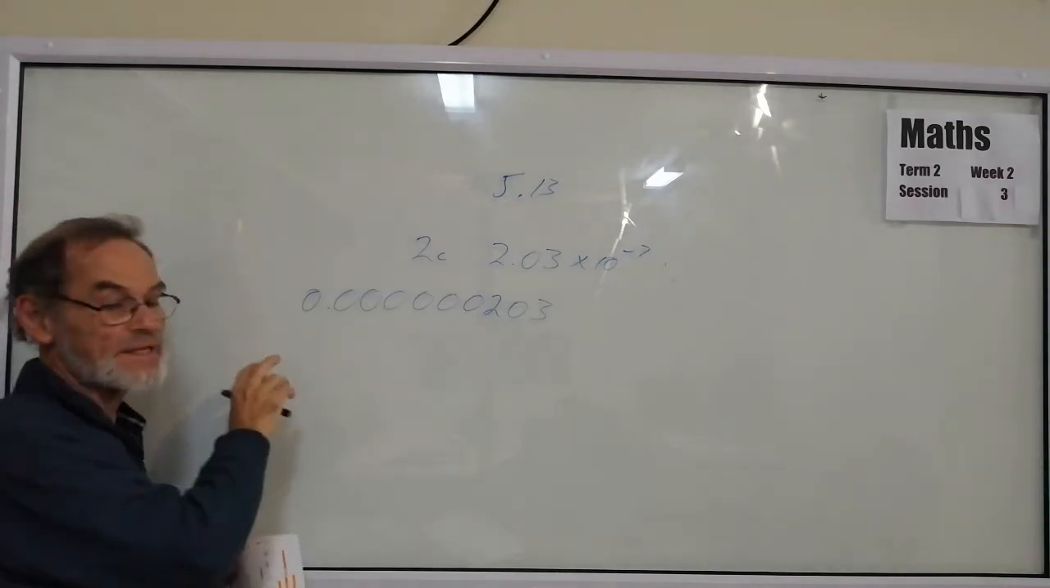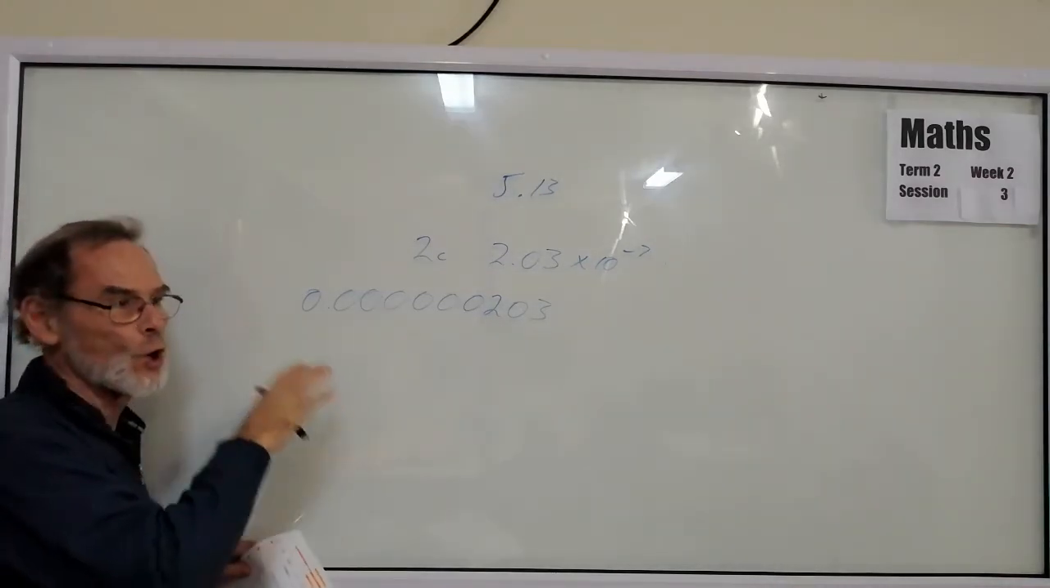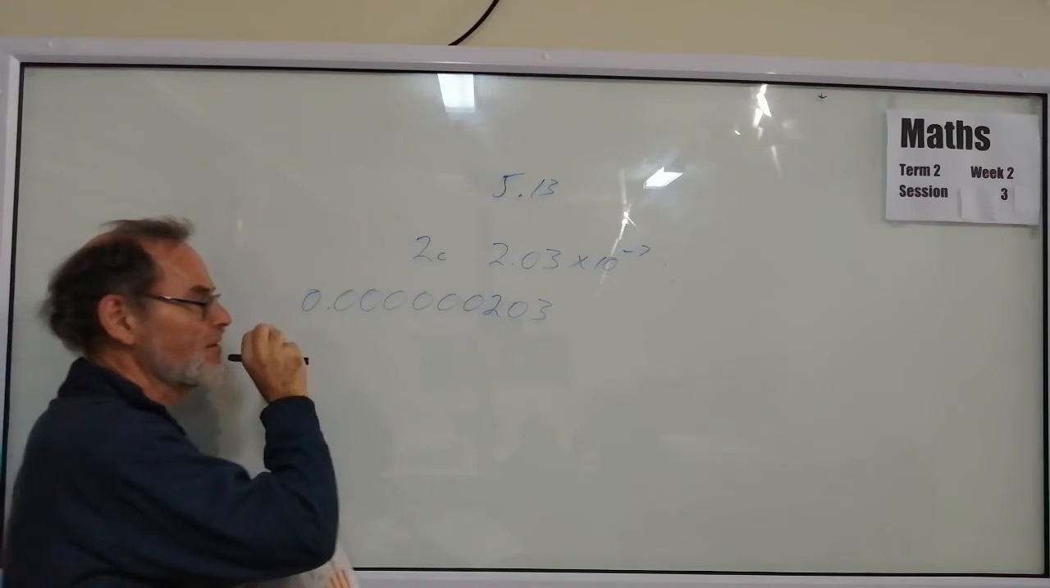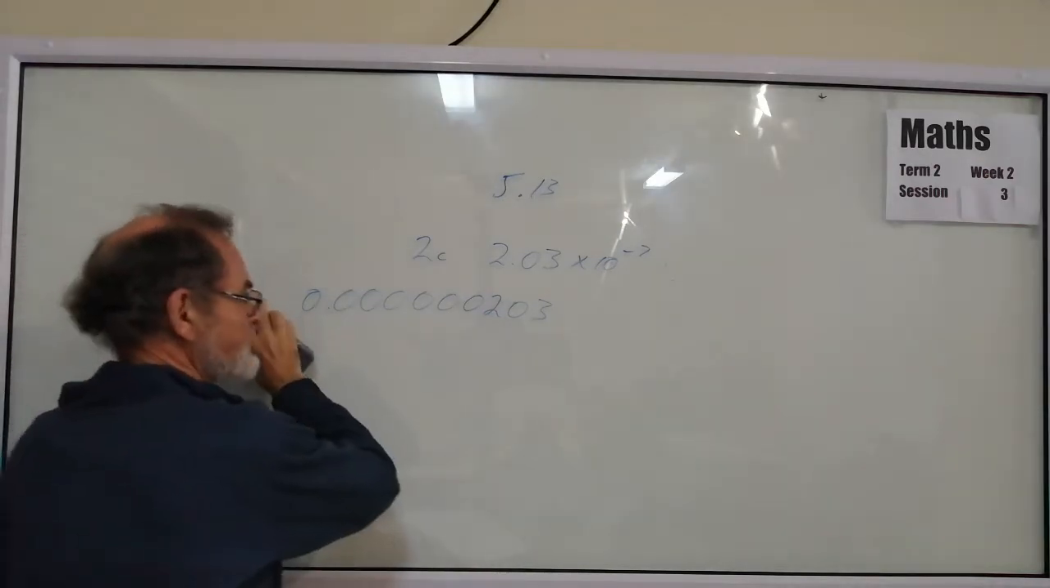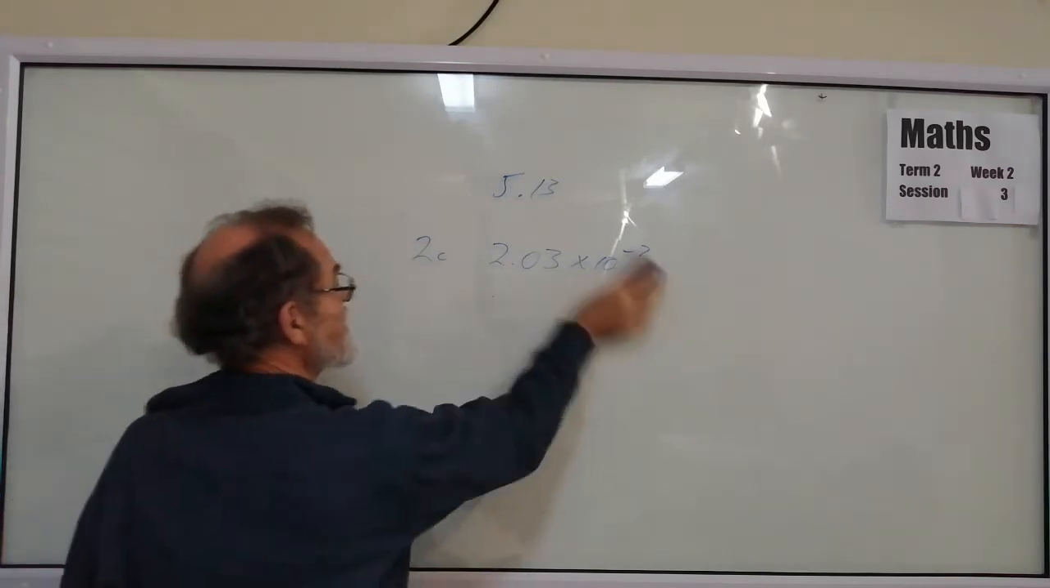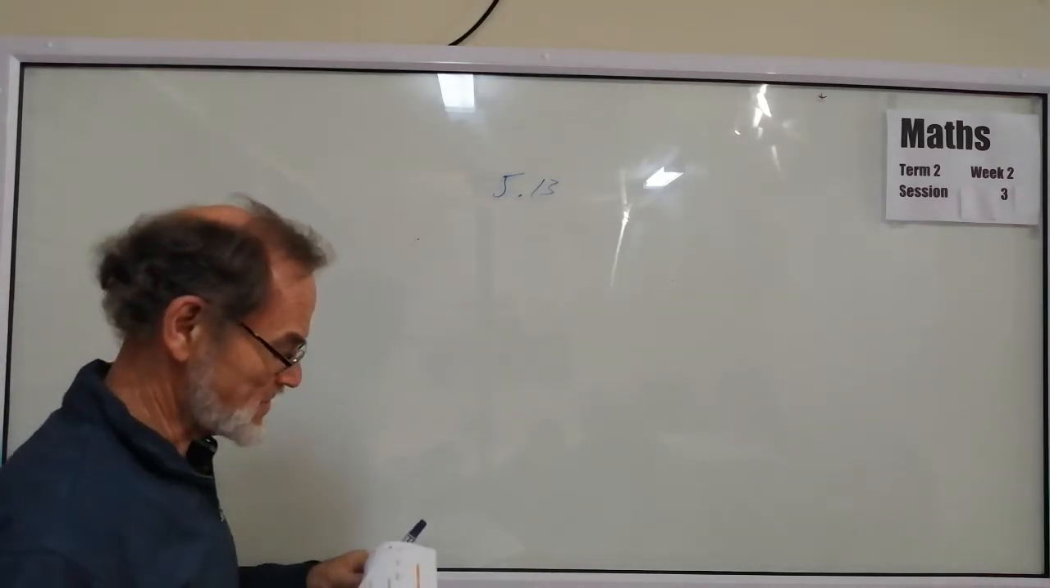This is an incredibly small number. This is like the thickness of a coronavirus. Okay? In millimeters. That was 2C.